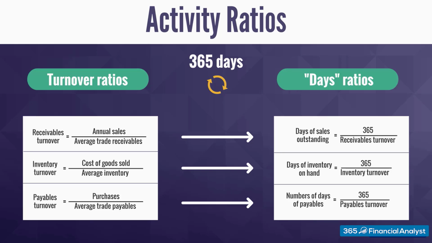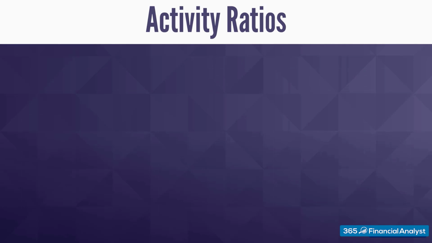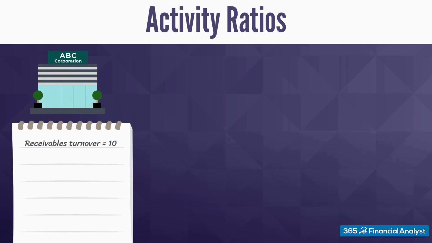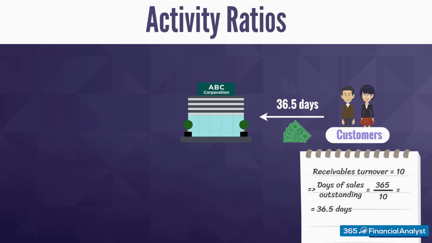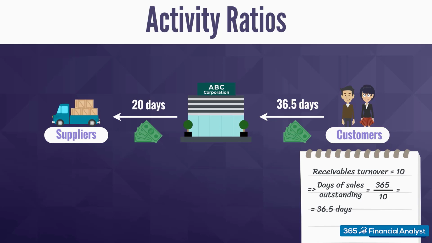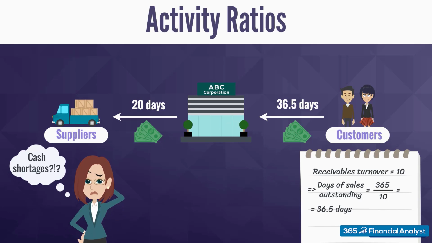How about an example? Imagine that accounts receivables of ABC Corporation turned over 10 times during the past year. This means that it takes the company 36.5 days on average to collect its receivables. It is standard practice to compare the figure to the number of days of payables, say 20. This way, we come to know that the firm pays to its suppliers in 20 days on average, while it takes 36.5 days to collect its receivables. It sounds like cash shortages are inevitable here.